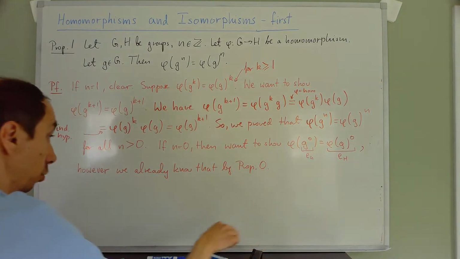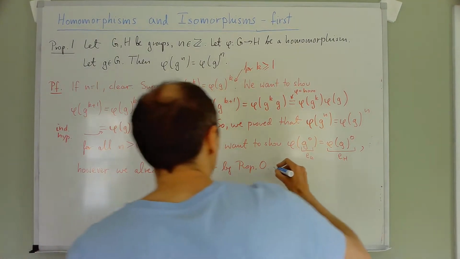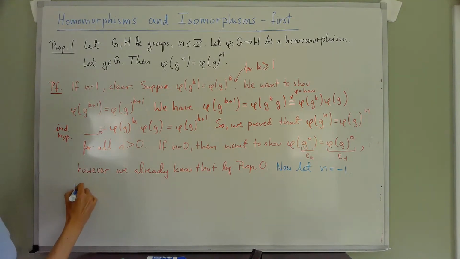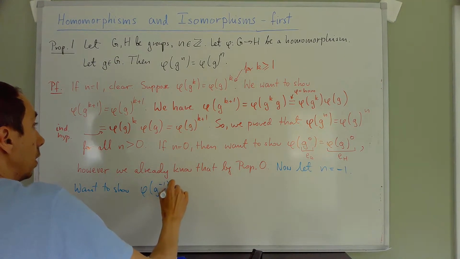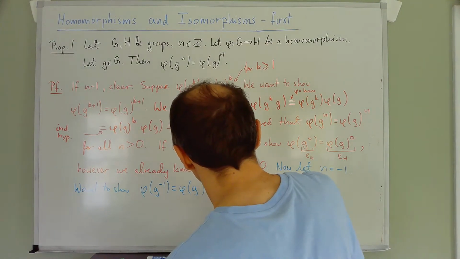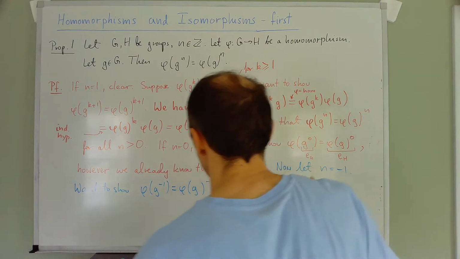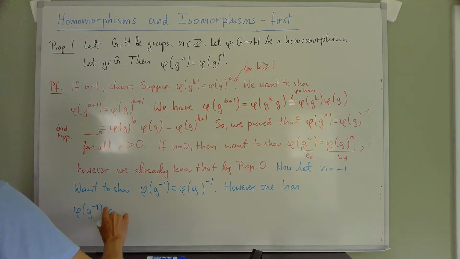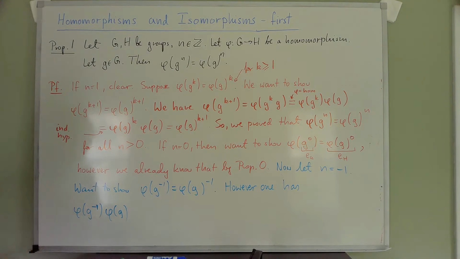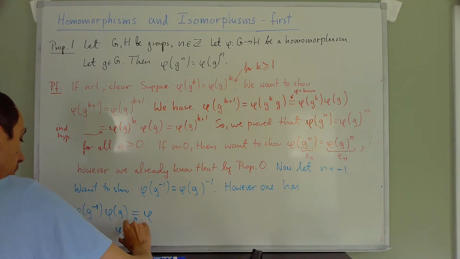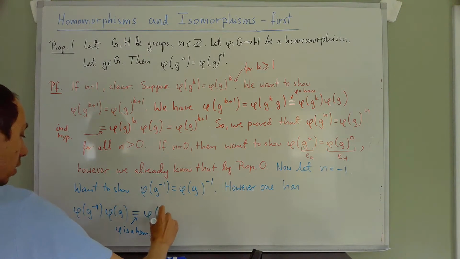And to do this, I'm going to show that it's actually true for n equal minus 1. So now let n be minus 1. Then what do I want? Want to show phi of g inverse is equal to phi of g inverse. However, one has, let's see, phi of g inverse times phi of g. Now this multiplication is in H. So that is phi of, now phi being a homomorphism, right? Phi is a homomorphism. Means I can now bring these two back inside the parentheses.